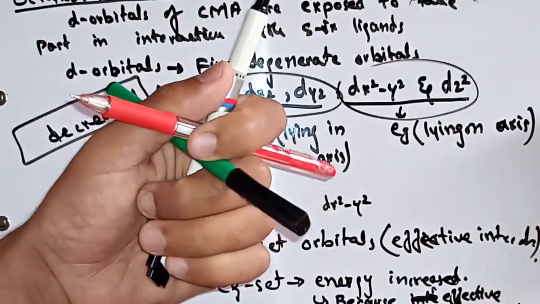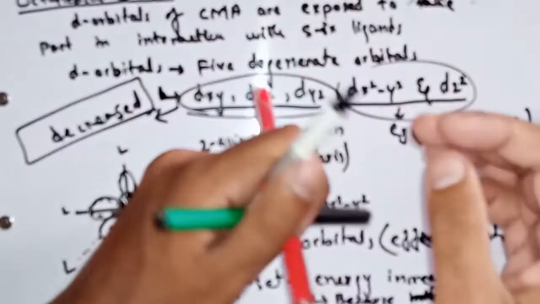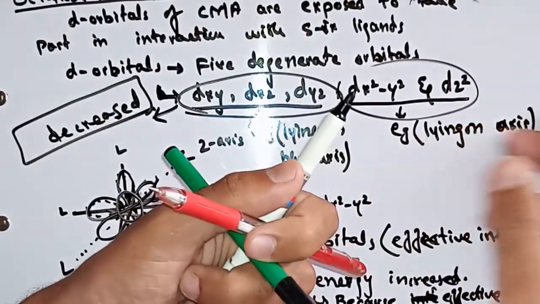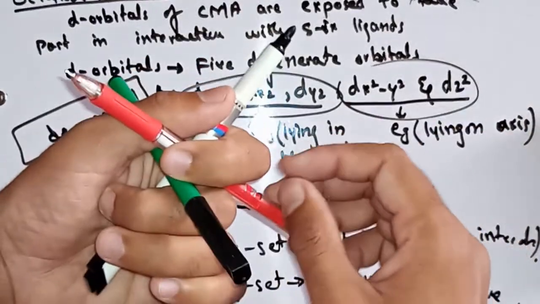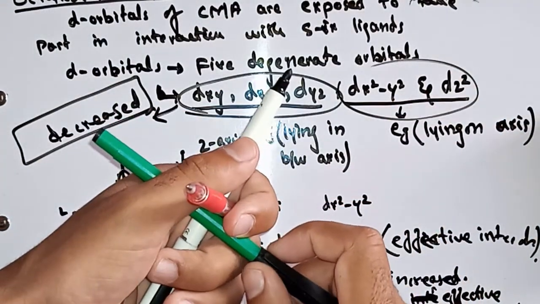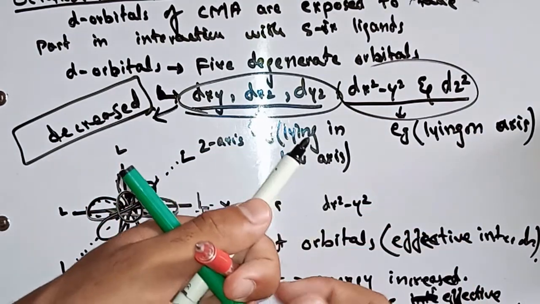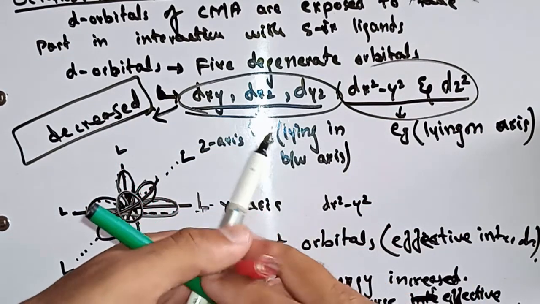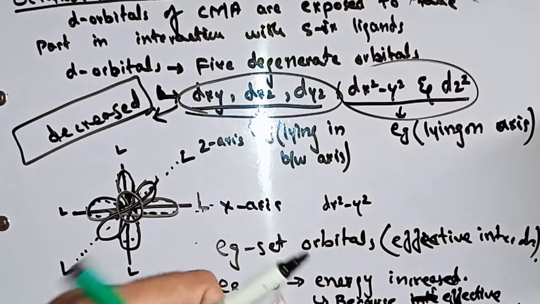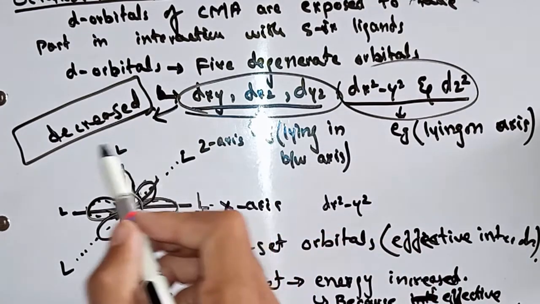So if the ligands approach in these different ways, the t2g orbitals are all in between the axes, so their interaction with ligands will be very less. That's why their energy is decreased, while the interaction of eg is more. So that's why the eg set of d orbitals will have energy increased.